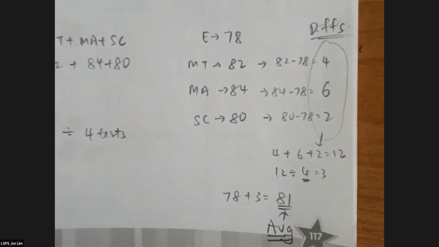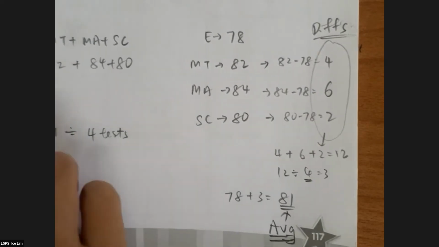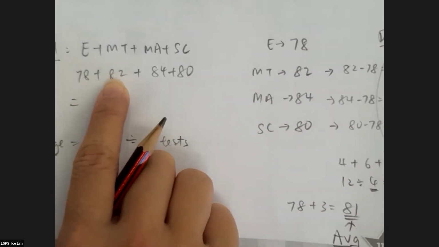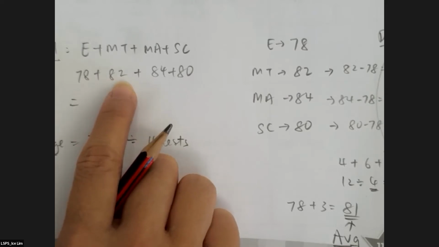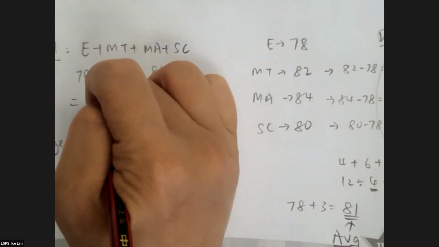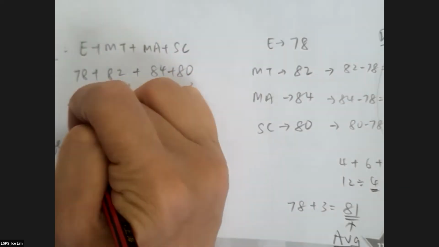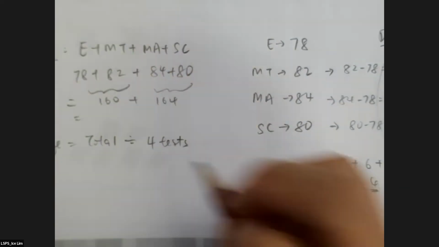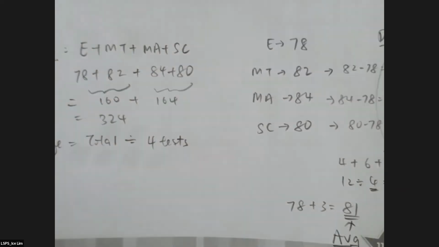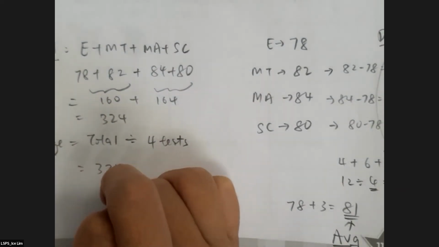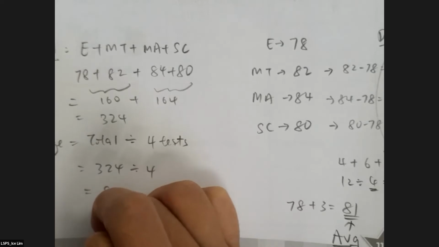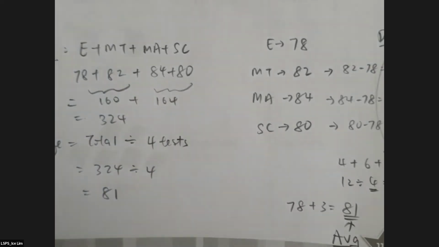I write in short form. Of course, this one I can do also: 78 plus 82 is 160, 160 plus 164 is 324. Total is 324 divided by 4. Answer is 81. Same answer?